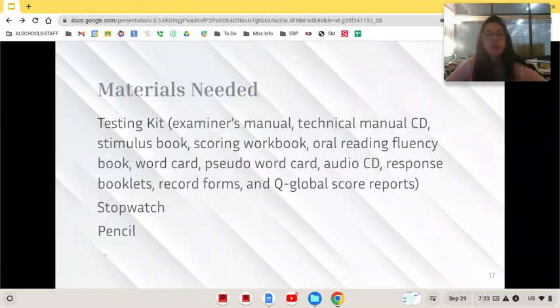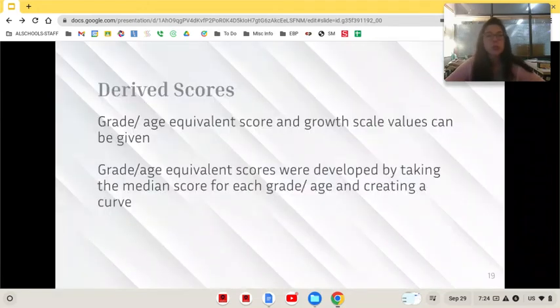Materials needed. So you obviously need your testing kit, which includes your manual, your CD, your stimulus book, the scoring workbook, oral reading fluency books, word cards, pseudo word cards, audio CD, response booklets, forms, and the scoring reports. In addition to that, you'll need something to write with and a stopwatch for the math tests. Derived scores are based on age and grade equivalent, and also a growth scale value can be given. This was developed by taking the median score for each grade and age and creating a curve.